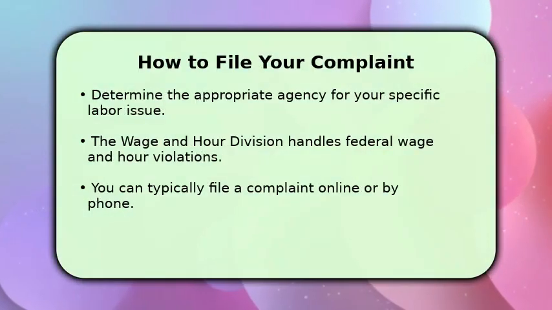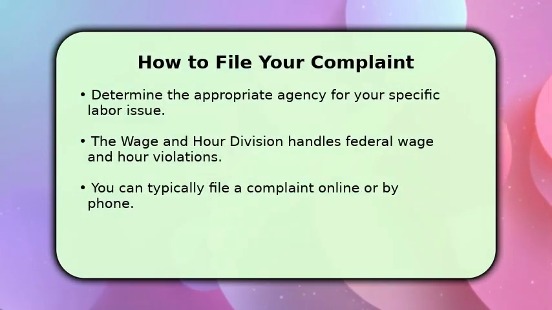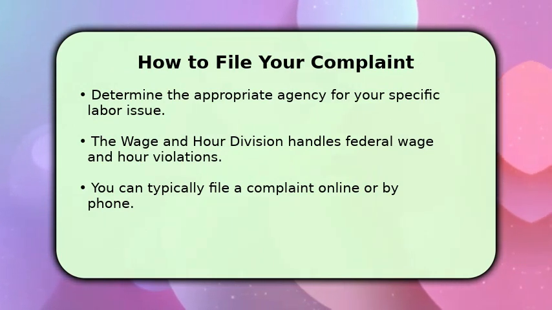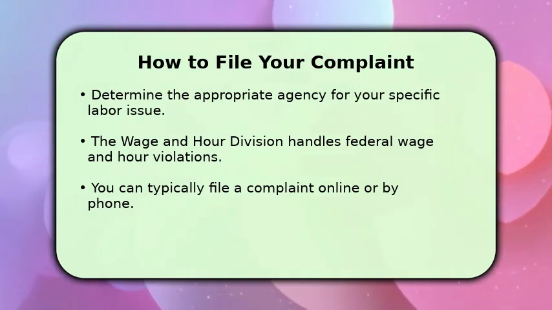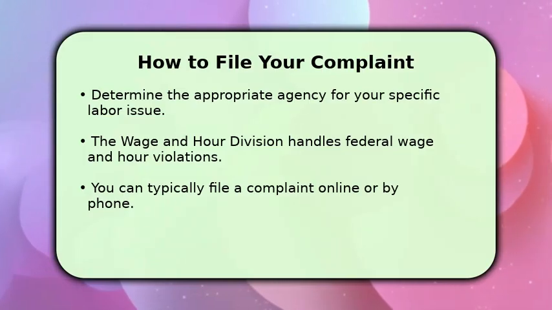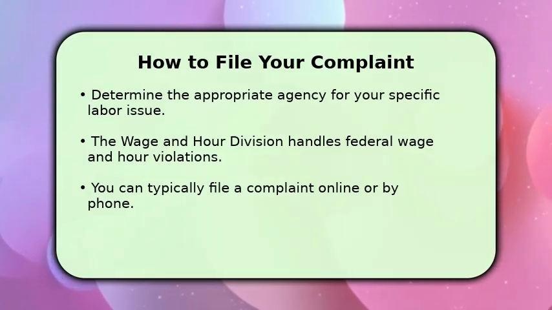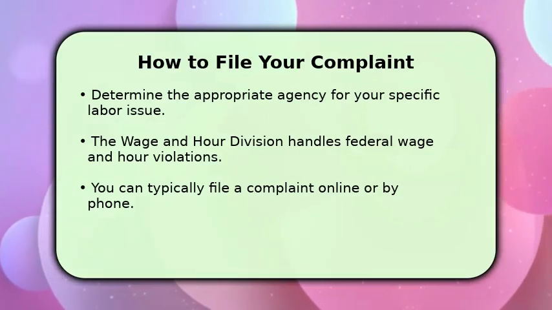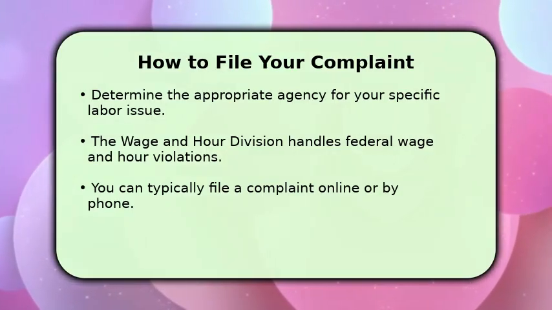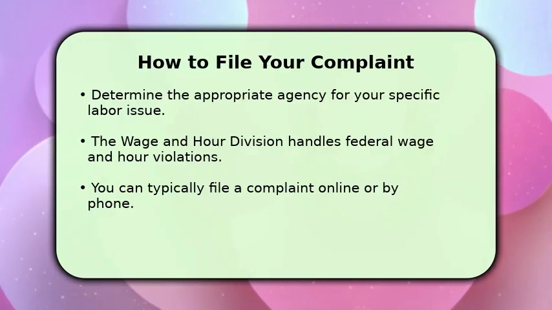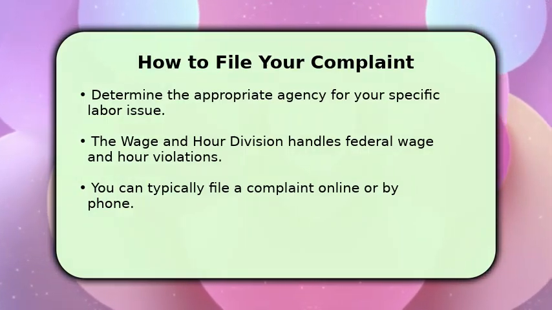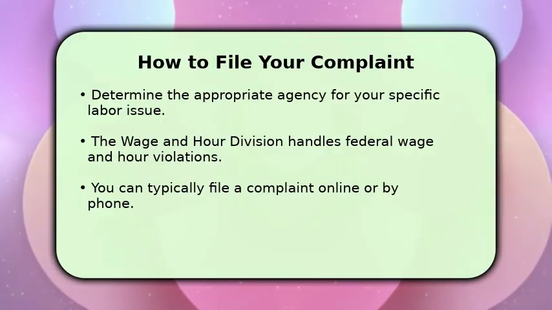Once you have gathered your information, the next step is to file your complaint with the correct agency. For federal wage and hour violations, the U.S. Department of Labor's Wage and Hour Division is often the place to start. You can usually file your complaint conveniently online or by calling their toll-free number, 1-866-487-9243. Remember, these services are free and confidential, and your employer cannot retaliate against you for filing.